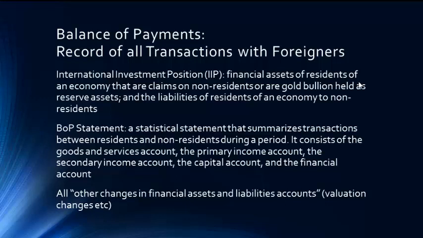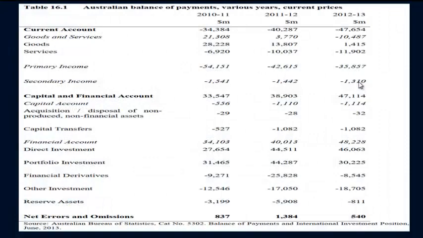The balance of payments statement is a statistical statement that summarizes the transactions: goods and services, primary account, secondary, capital, and financial, and all others. You will see these things later. This is the balance of payments for Australia, which is in the textbook.